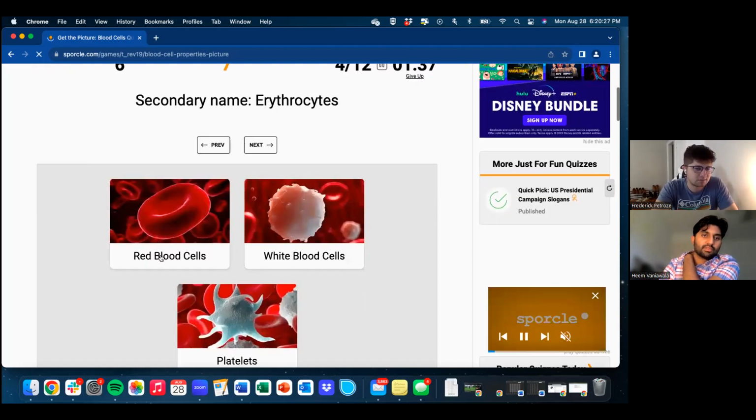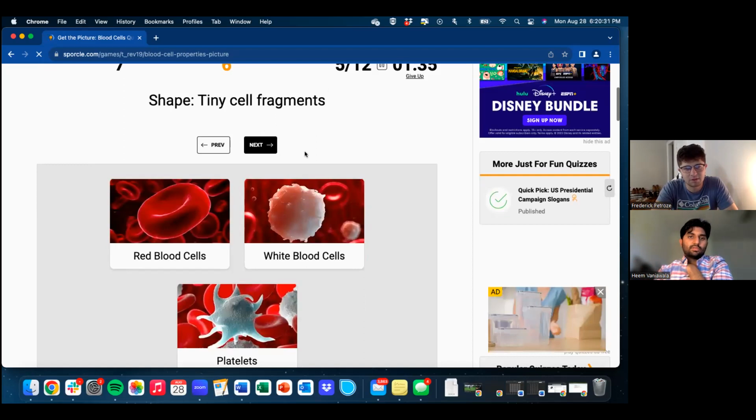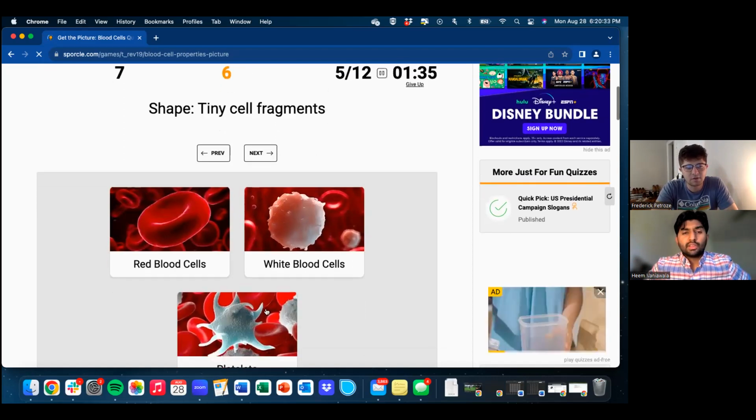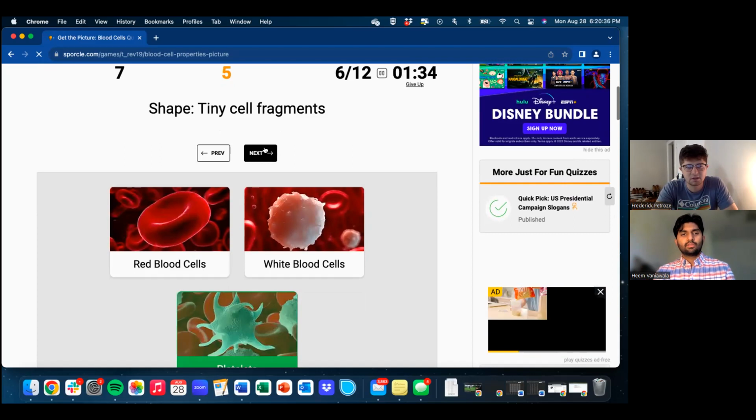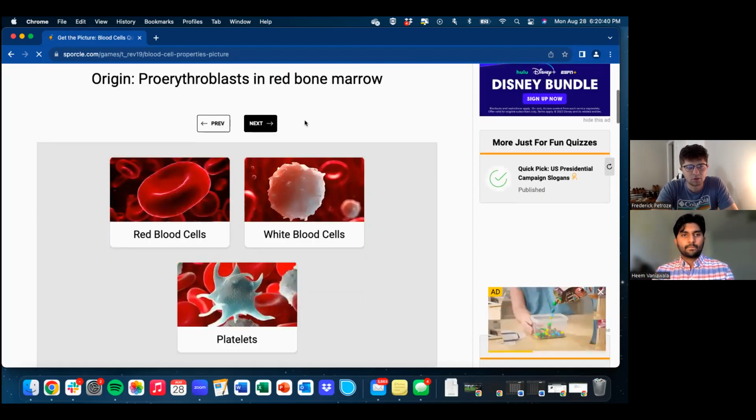Red blood cells. Man, I feel stupid for that thrombosis. Tiny cell fragments. It's fragments, platelets. Origin. Okay, erythroblasts, and red bone marrow.